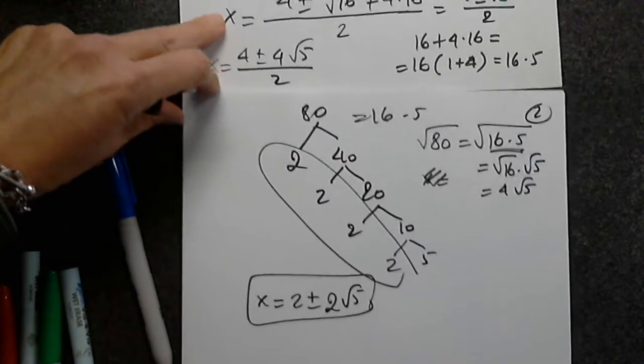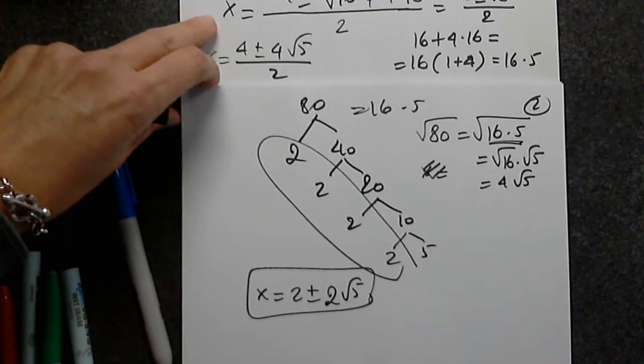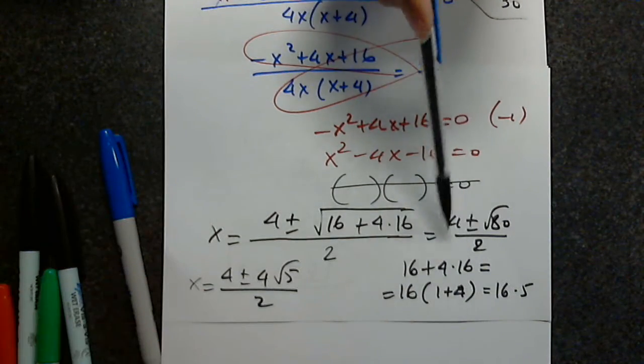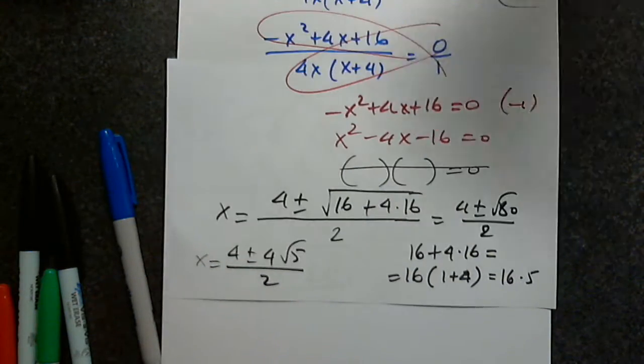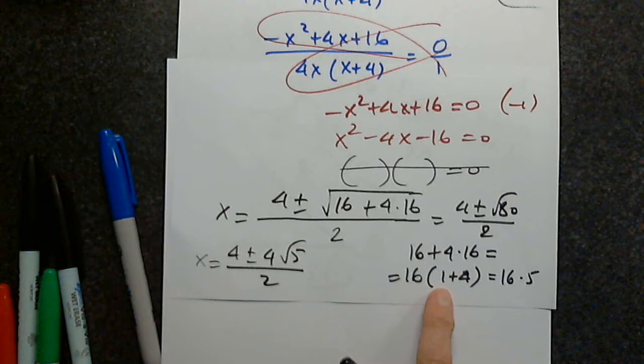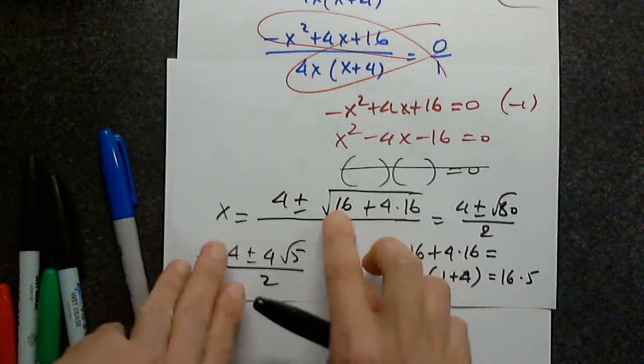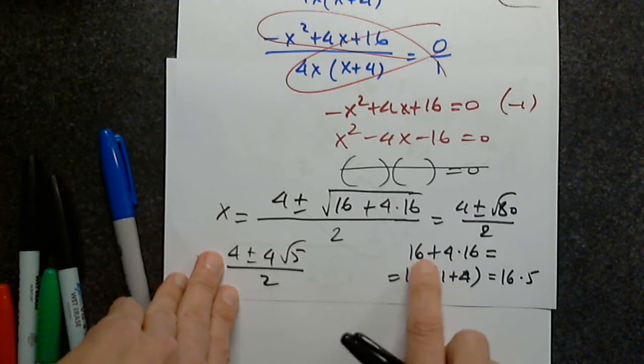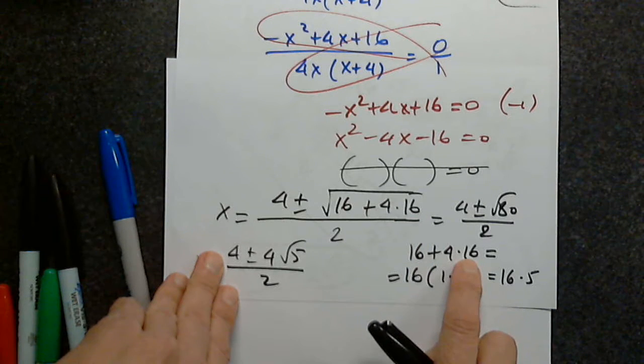Yes, please, any question? When you did this part, and you got 1 plus 4 in the parentheses, you did the square root of 4 and 16. No, what I have under the square root is 16 plus 4 the square root of 16. And I copied it here, just to show what I'm doing.